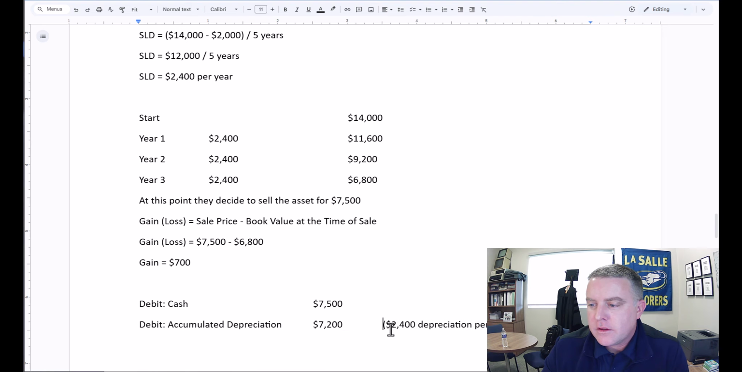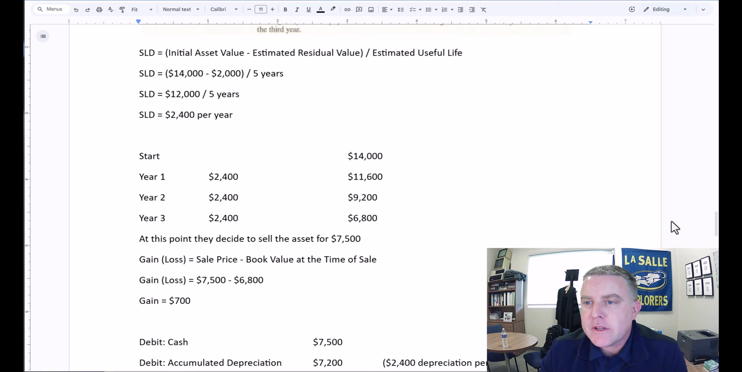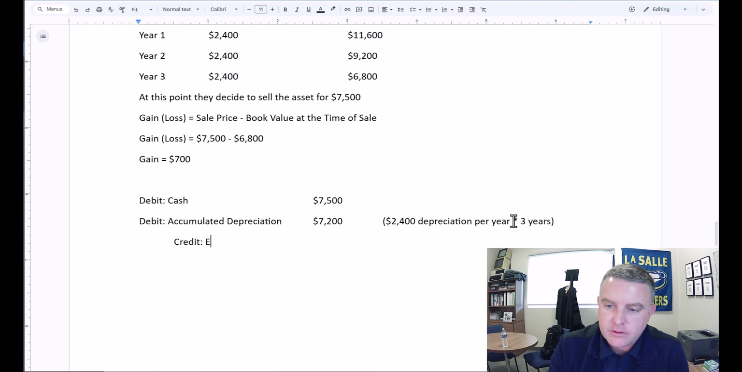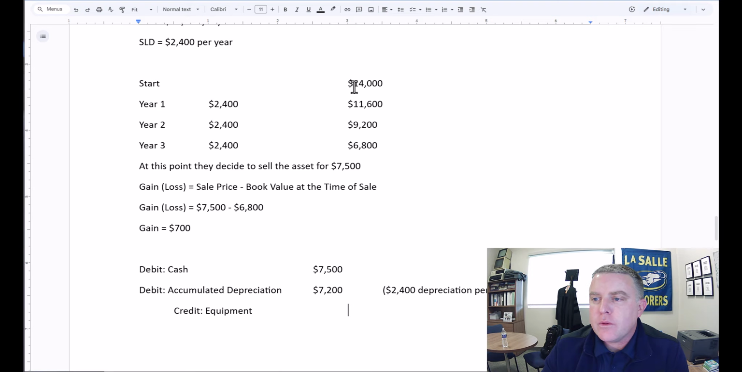And so those are our debits, and then we have a credit to the equipment asset. This was just equipment, right, Alexander? So this was a credit to the equipment asset, which is a plant asset, and the value of the equipment was the original 14,000. And then our last credit here would be to the gain that we just calculated for $700.